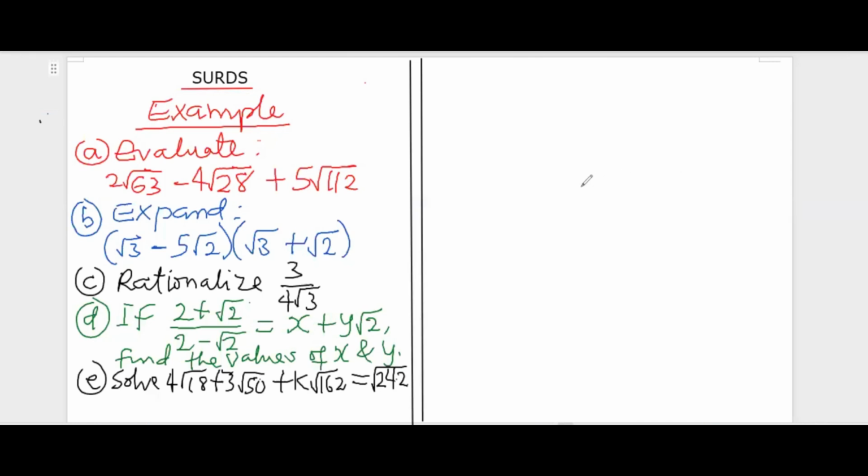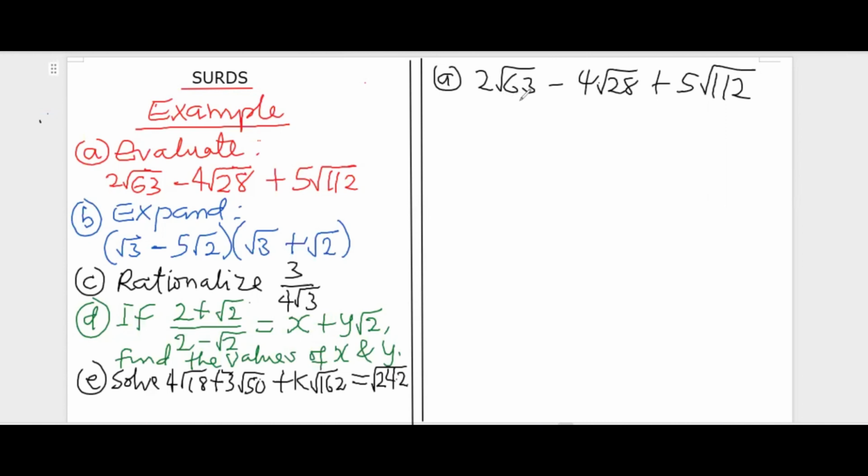SURD refers to forms of irrational numbers expressed in square root form. For example, if you are asked to evaluate this first one, where we have 2 root 63 minus 4 root 28 plus 5 root 112, what we do is try to see the highest perfect square in the root and bring it out. Perfect square, like if you have square root of 9, you know it will come out as 3. If you have square root of 36, it comes out as 6, and so on.